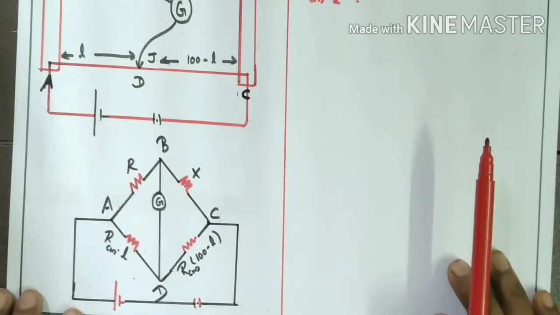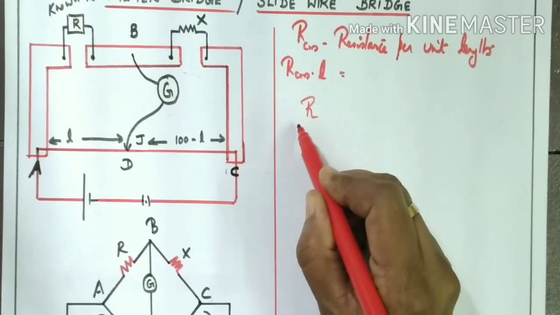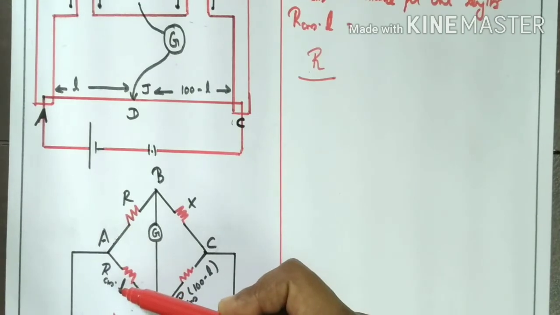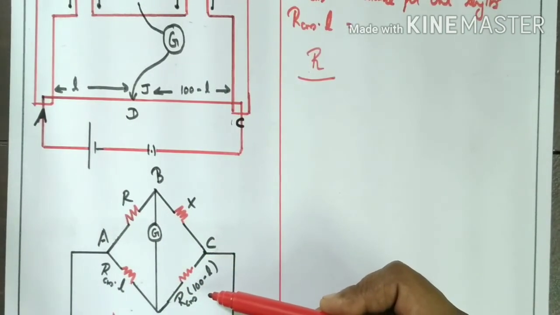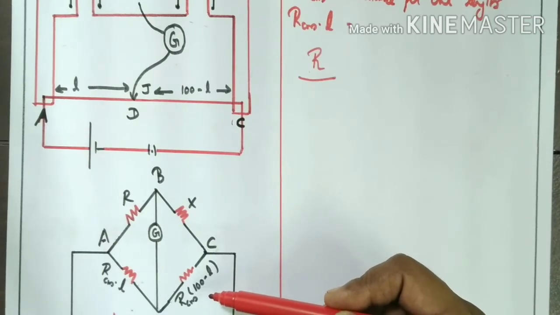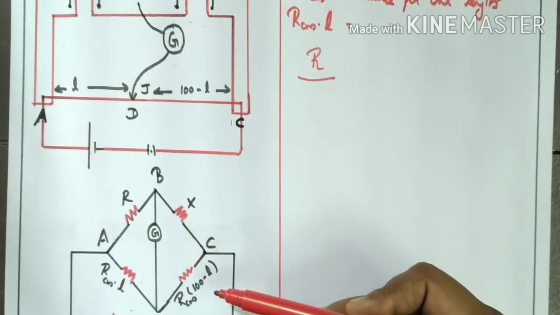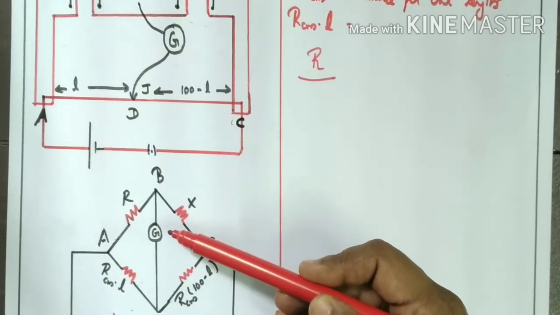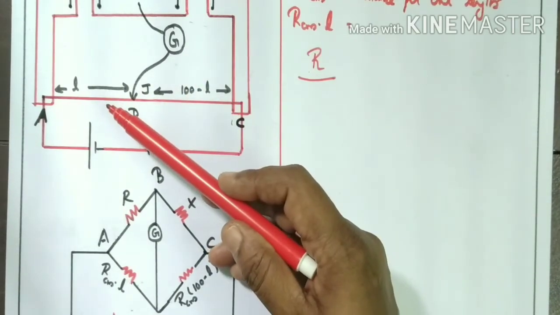Now, what is the Wheatstone's bridge balanced condition formula? We know R divided by RCM into L equals X divided by RCM into 100 minus L. That is the Wheatstone's bridge balanced condition, R1 by R2 equals R3 by R4. At that time the galvanometer shows null deflection or zero deflection. Here also the galvanometer shows null deflection at a particular length L.